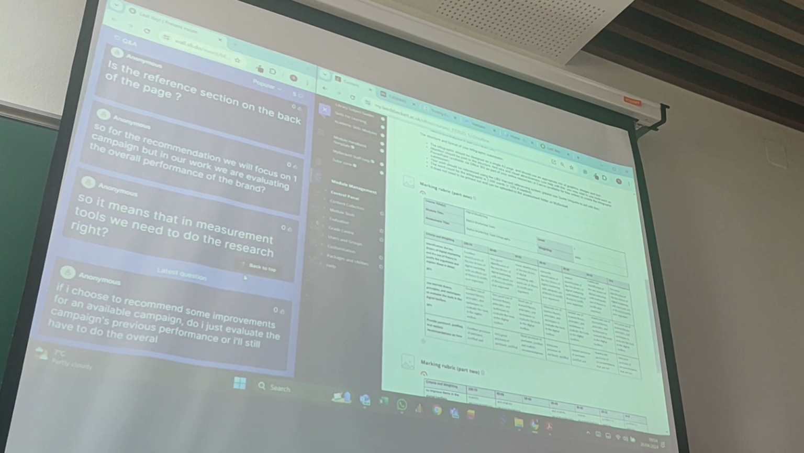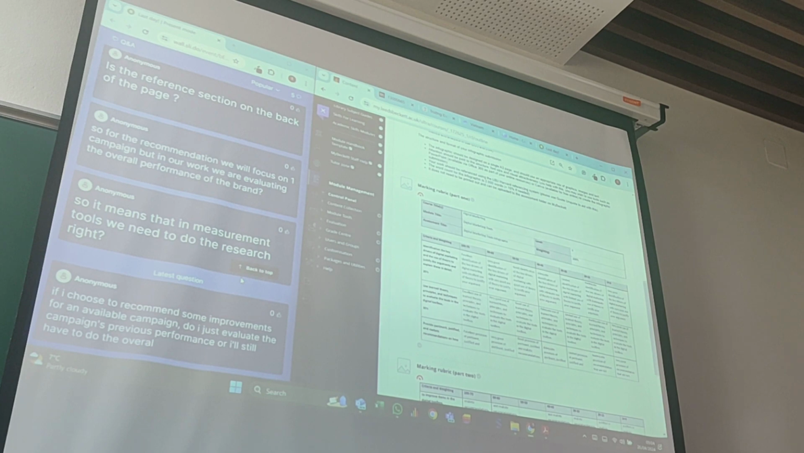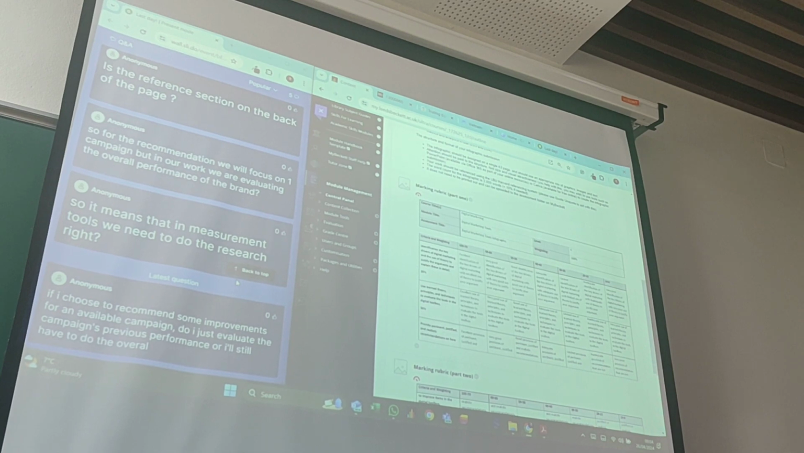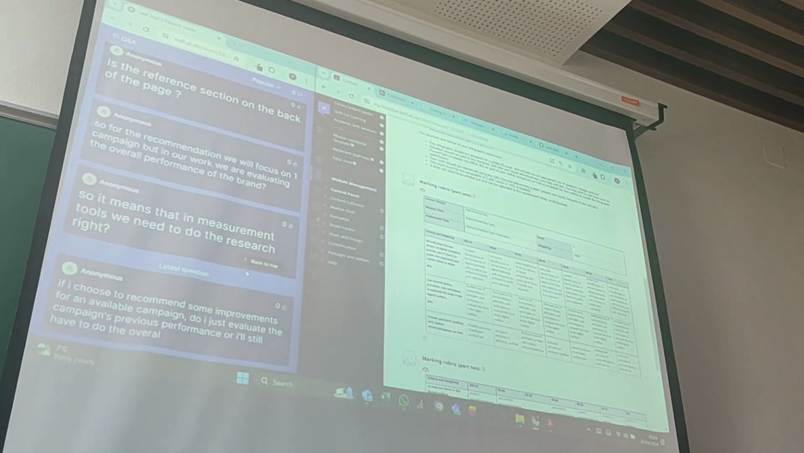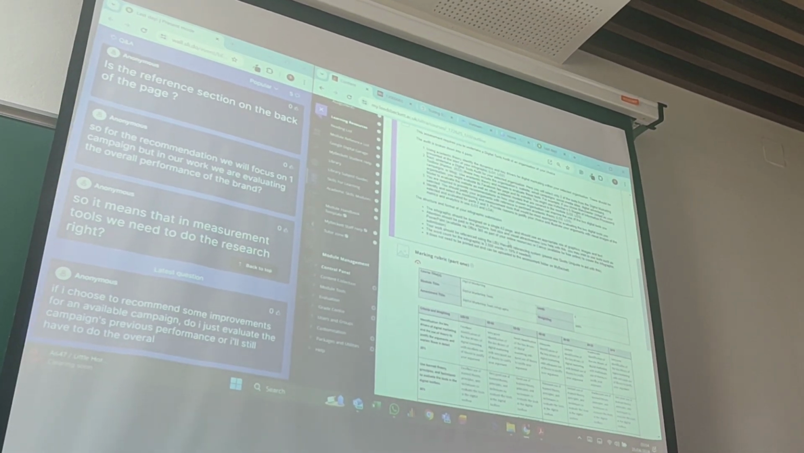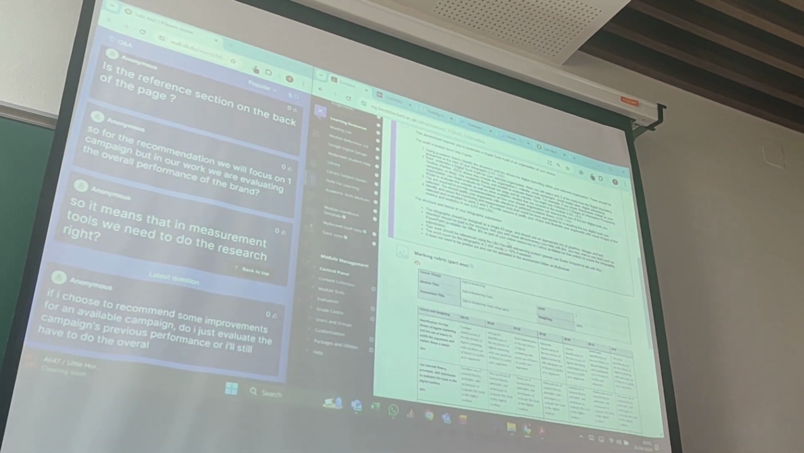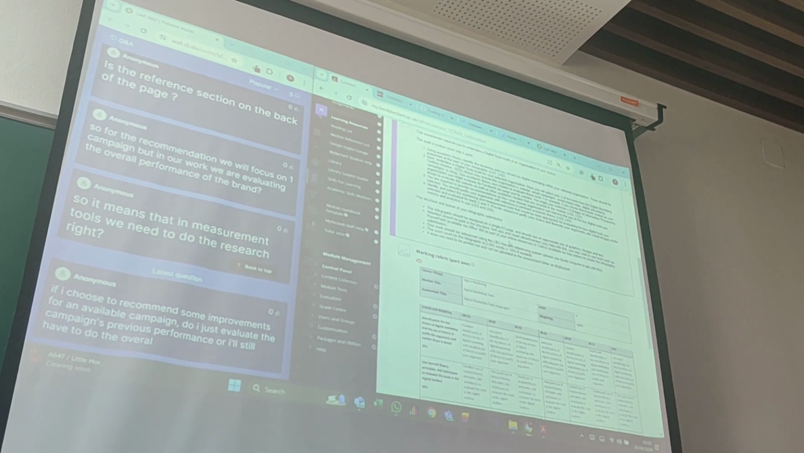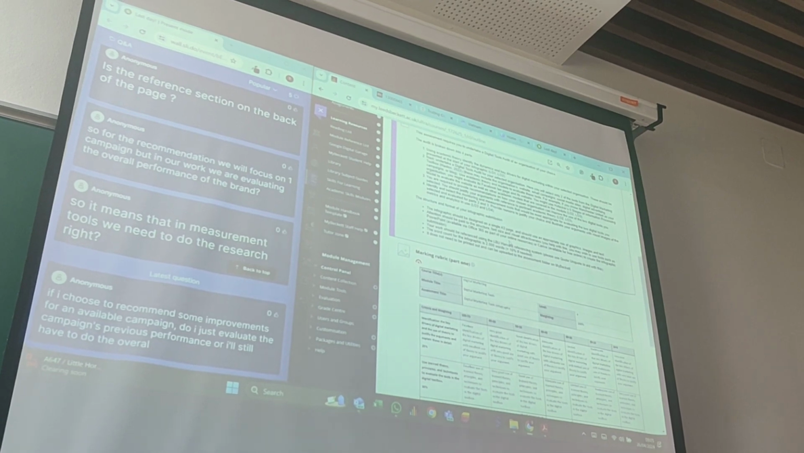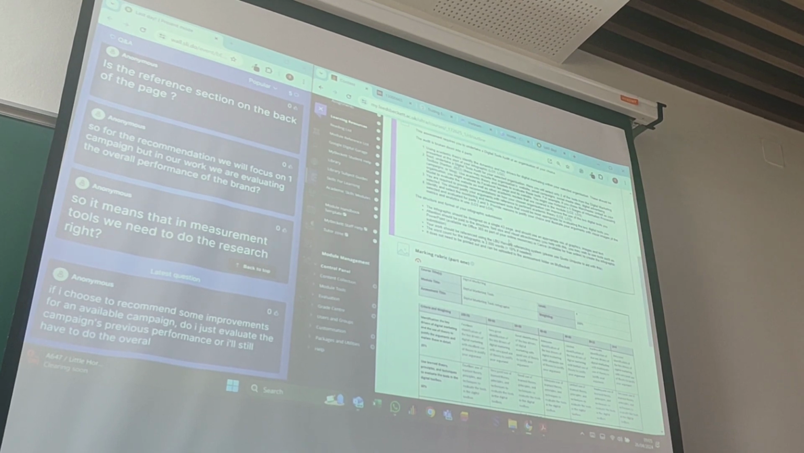To recommend some improvements for an available campaign, do I just evaluate the campaign's previous performance, or do I still have to do the overall? I think the key is, if you were doing a website as a tool, you would need to audit the overall website. Within that, you could then also discuss a campaign's particular landing page, but if you're doing the website, it would be the overall website.